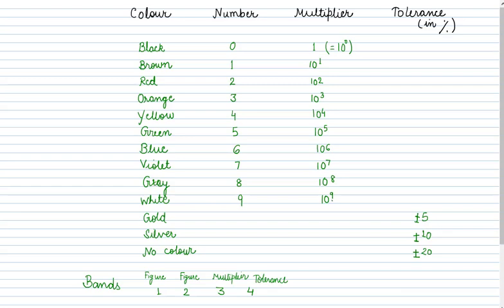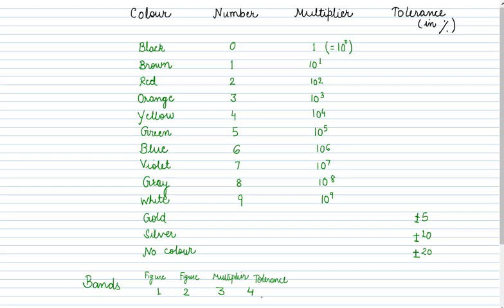So if you are having a color coding, then how to do it? As we have just seen, there are 4 bands, 1, 2, 3, 4. The first band will represent a figure, whatever the figure is, 1 to 9 or 0. The second also shows a figure. So the first 2 bands will give us the figure. The third band will give the multiplier, so put it into 10 to the power the number you have. The fourth one is the tolerance, only for gold, silver and no color. Gold 5, silver 10 and no color 20.